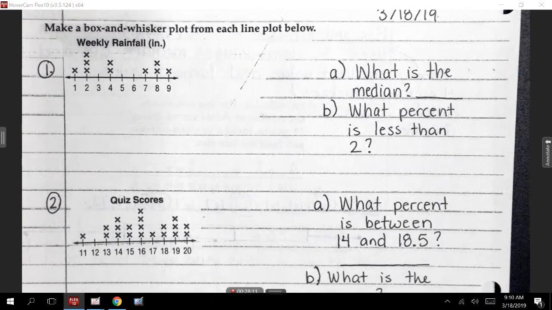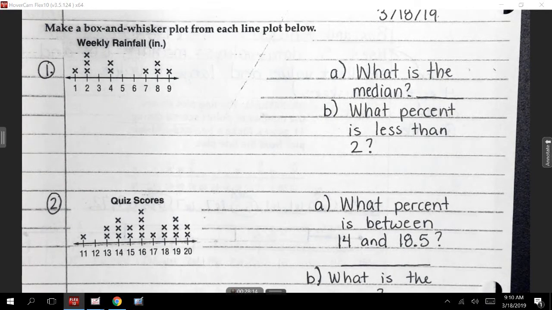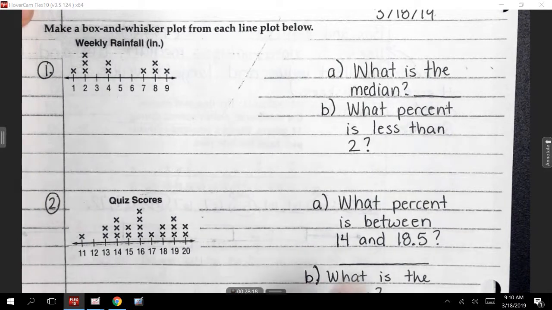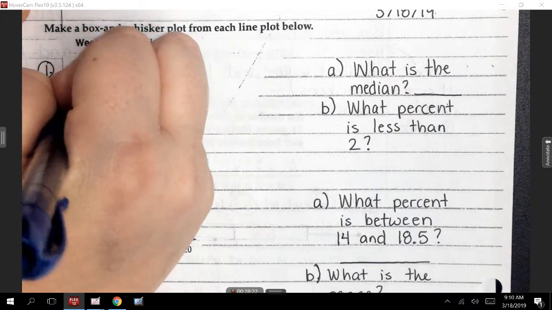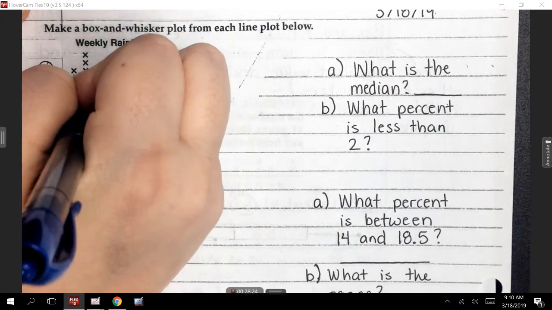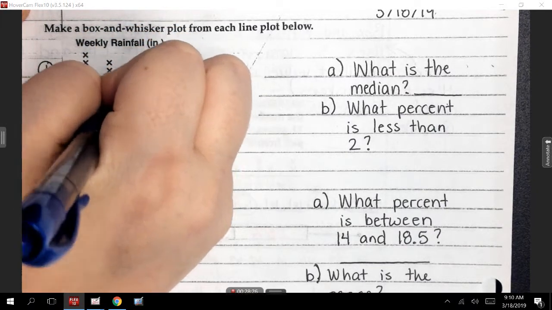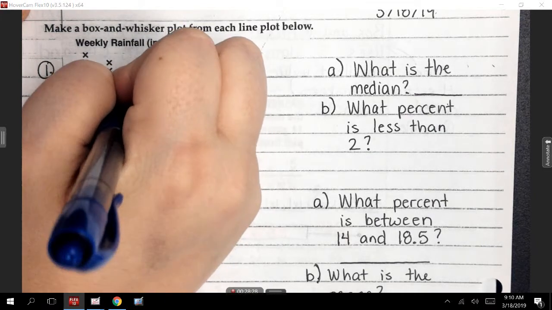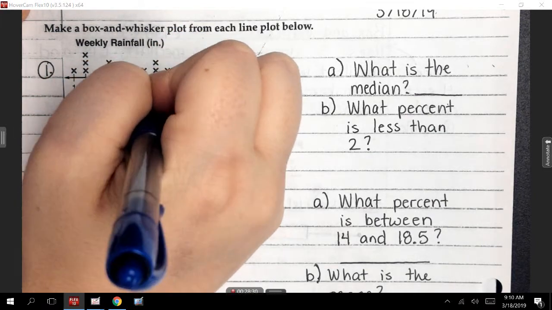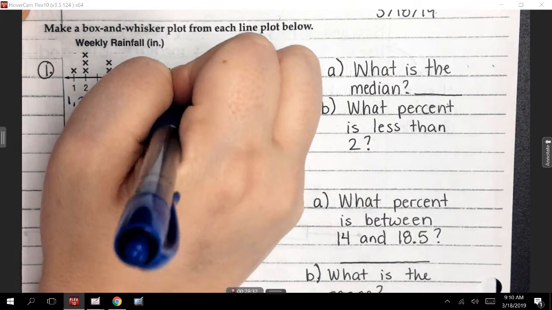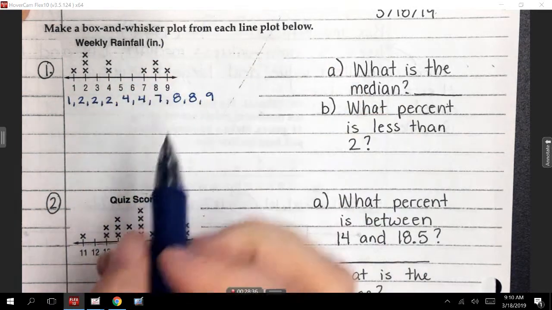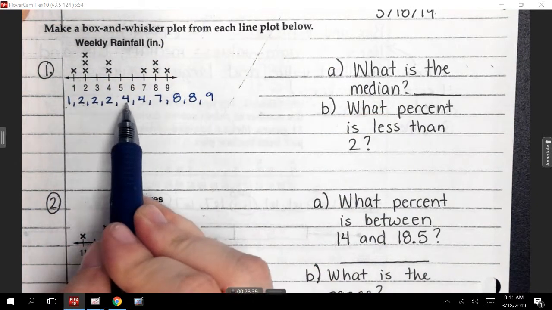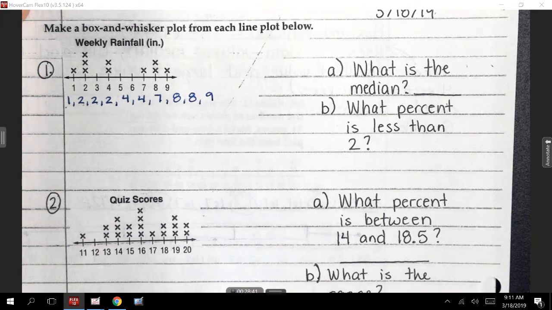All right. Number 1, what do I need to do first? Alexandra. List them in order, because it does tell me up here to make a box and whisker, and then I'm going to answer these questions. So I'm going to put them in order. So I have 1, then 2, make sure we write that 3 times, then 4 twice, then 7, then 8 twice, and then 9. So again, that's 1, 2, 3, 4, 5, 6, 7, 8, 9, 10 numbers.